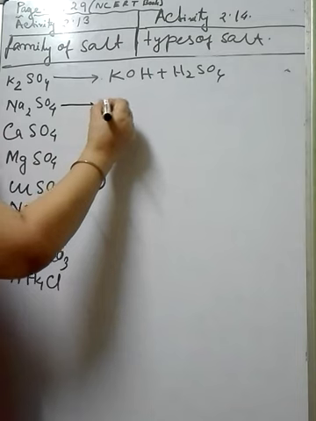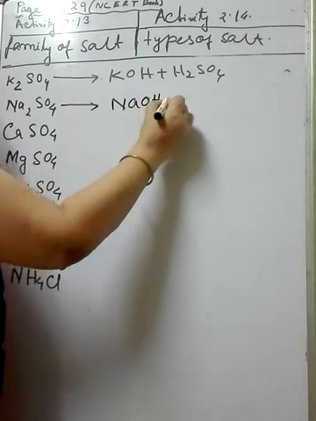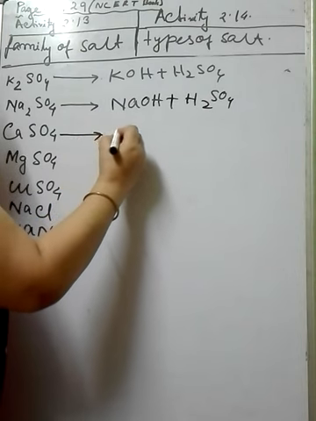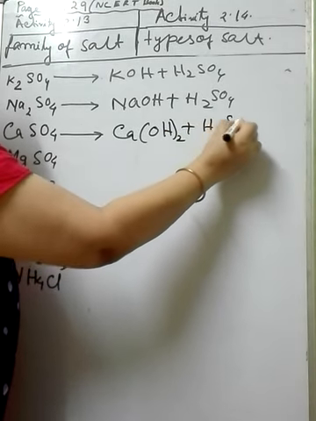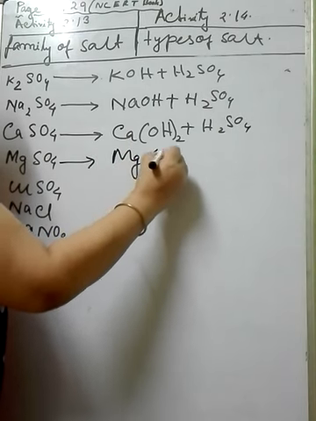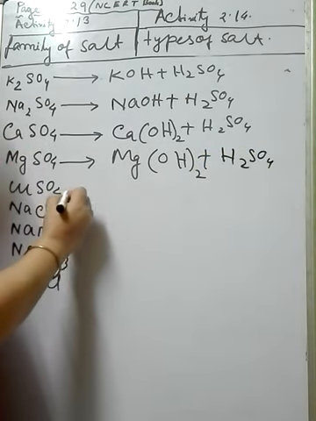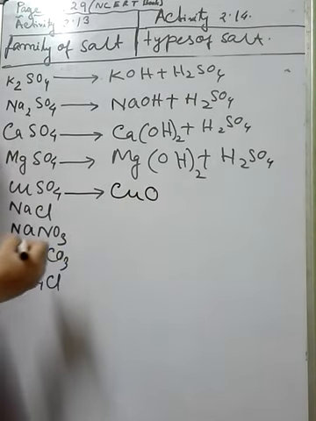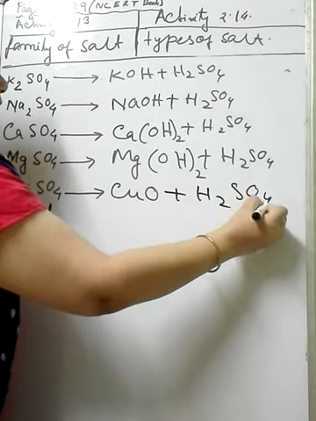Similarly, sodium sulfate is formed from sodium hydroxide base and sulfuric acid. Calcium sulfate is formed by the combination of calcium hydroxide and sulfuric acid. Similarly, magnesium sulfate is formed by magnesium hydroxide base combining with sulfuric acid. Copper sulfate is a little bit different. In the case of copper sulfate, copper oxide combines with sulfuric acid to form copper sulfate.